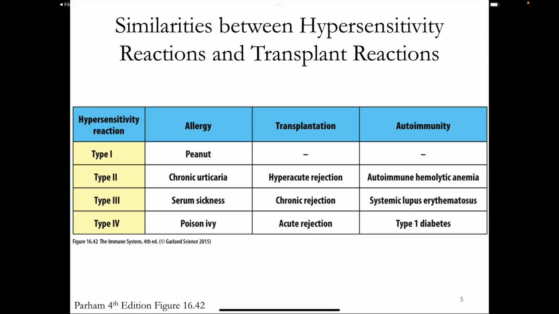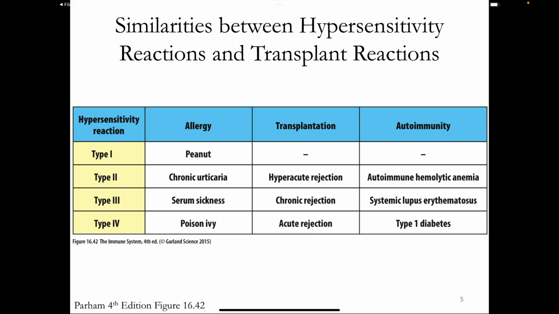And what is interesting to notice is that the mechanisms of these 3 types of rejection are actually the same immune mechanisms that we have already seen for different hypersensitivity and autoimmune responses. So you can see that hyperacute rejection is going to have a lot of similarities to a type 2 hypersensitivity response. Acute rejection is going to look like a type 4 hypersensitivity response. Chronic is going to look like a type 3.